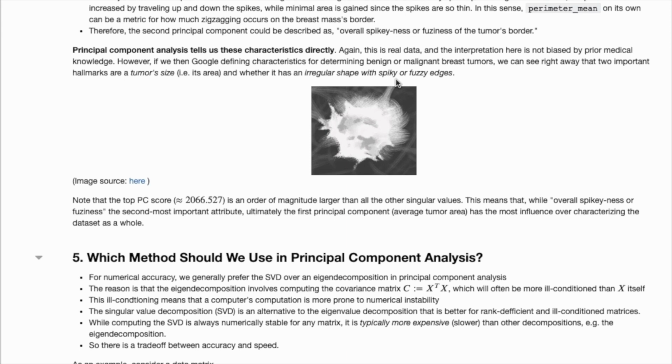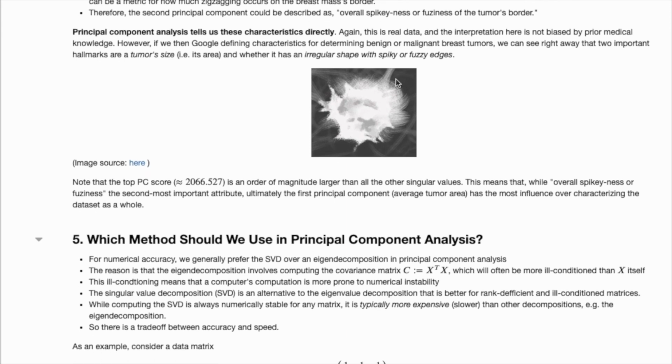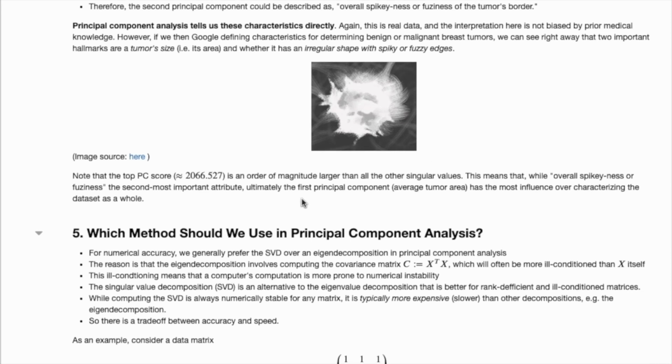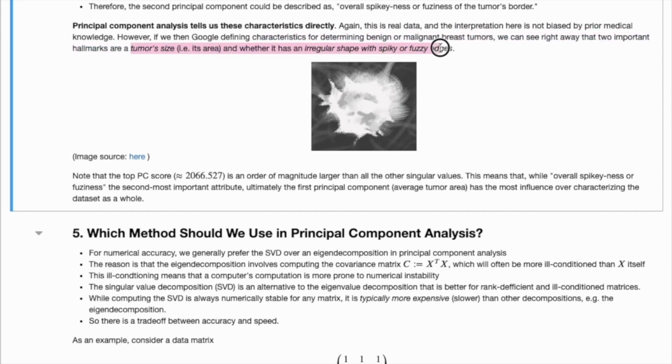What's amazing is that principal component analysis told us these characteristics directly. Again, this is real data, and the interpretation here isn't biased by any prior medical knowledge. However, if we then Google defining characteristics for determining benign or malignant breast tumors, we can see right away that two important hallmarks are the tumor size, i.e., its area, and whether it has an irregular shape with spiky or fuzzy edges.